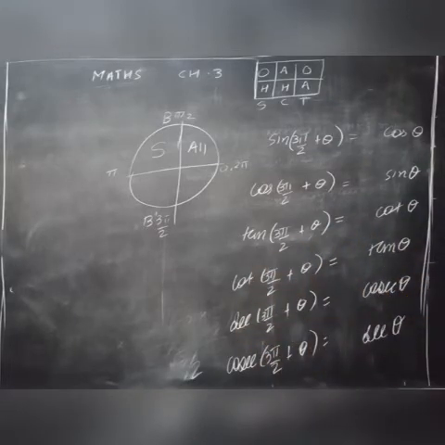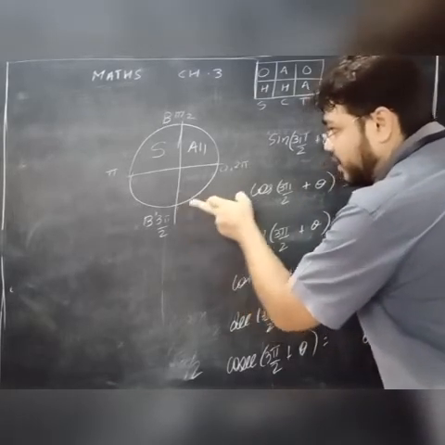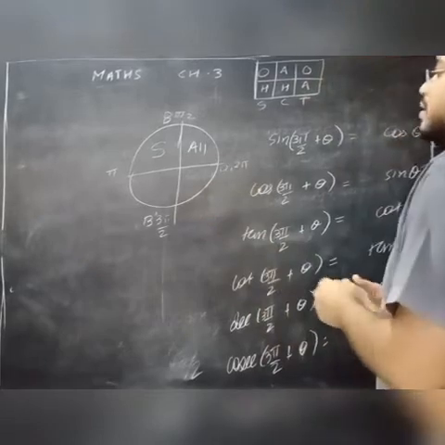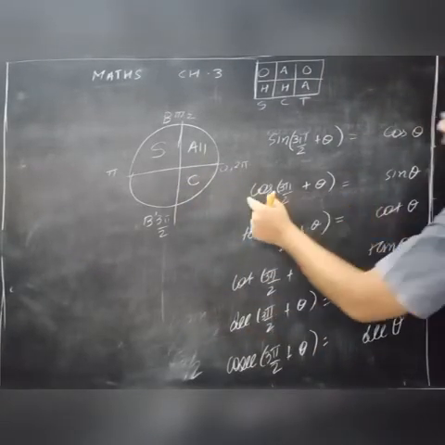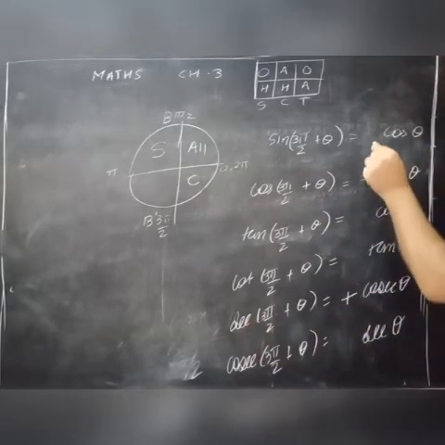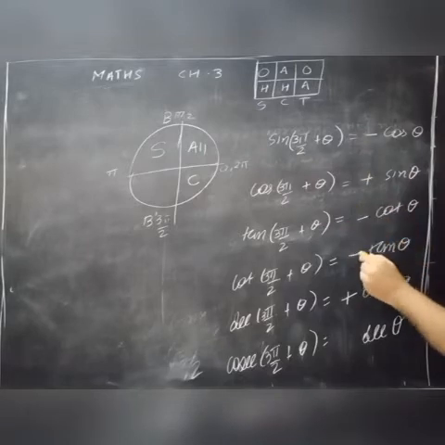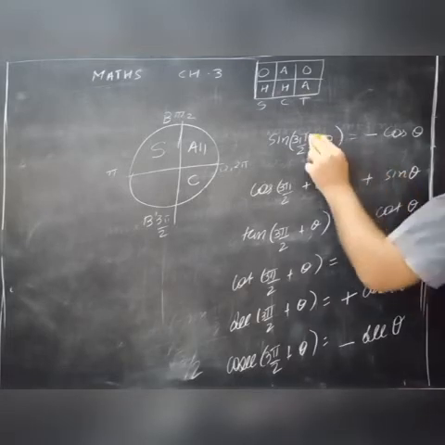No doubt in that. But if you refer, if I add something to 3 pi by 2, then my angle will go in the fourth quadrant, and in the fourth quadrant C, that is cos. So here cos will be positive and sec will be positive. Rest all will be negative. Right. So this is the answer of 3 pi by 2 plus. The same way you will understand the values for 3 pi by 2 minus.